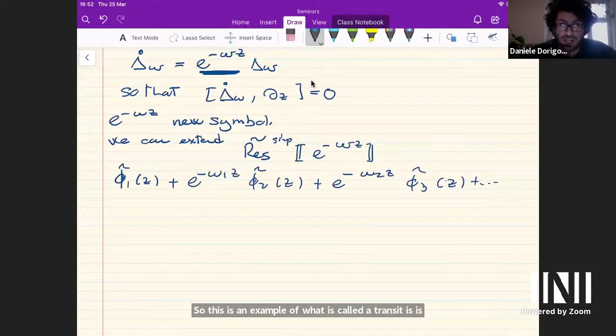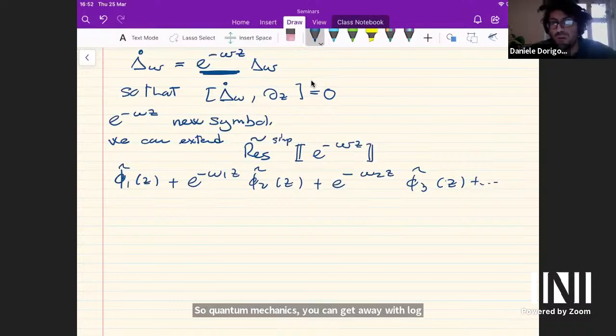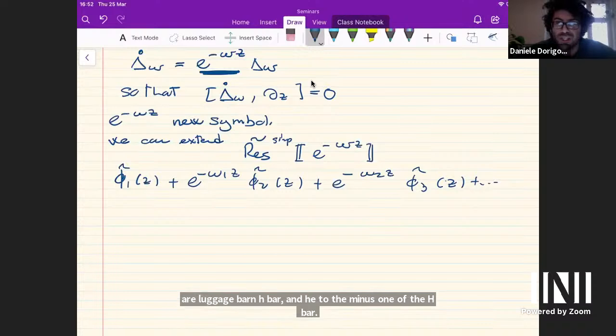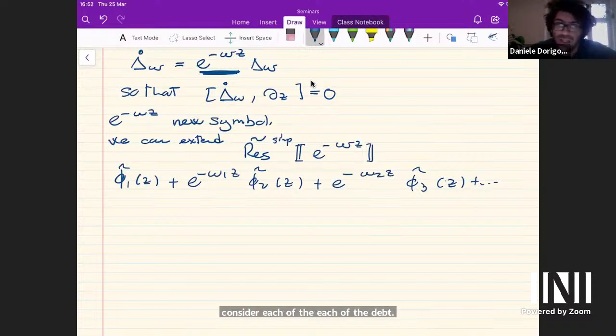It is not the most general trans-series possible. As Gotche already mentioned today, for example, the easiest thing that you can see in here is that we don't have any log. Log z is another beast that is new. It cannot be expanded, and it is not z, and it is not e to the minus z. So in quantum mechanics, you can get away with log z or log h bar, and e to the minus 1 over h bar. However, these are what are called height 1, so you don't consider e to the z, and depth 1, so you don't consider log of log of log of log. But for what I'm going to be saying next, this is going to be enough.